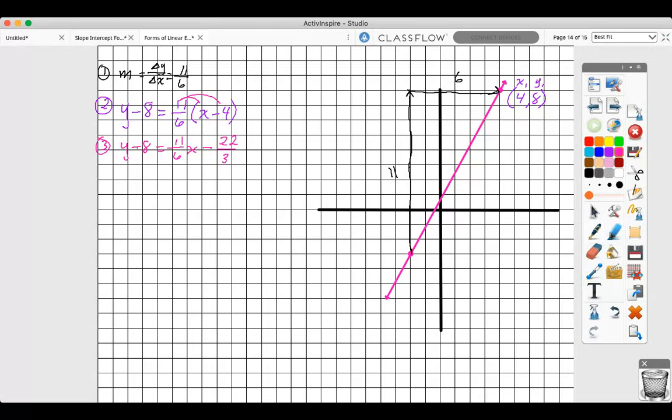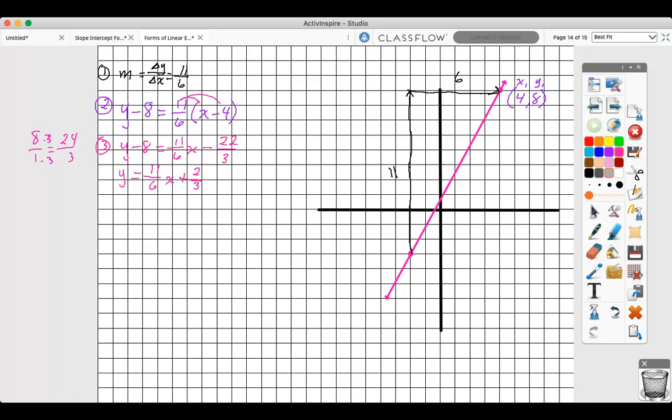Now we need to add 8 to both sides. And when you add 8, we can do some side work over here. 8 over 1, we need to get a common denominator of 3. So you multiply by 3 over 3. So that's going to give you 24 thirds. So we're really adding 24 thirds. So we get y equals, it's not negative, y equals 11 sixths x. Now you take a minus 22 thirds plus 24 thirds. You're really adding 2 thirds. And now you have your slope intercept form.